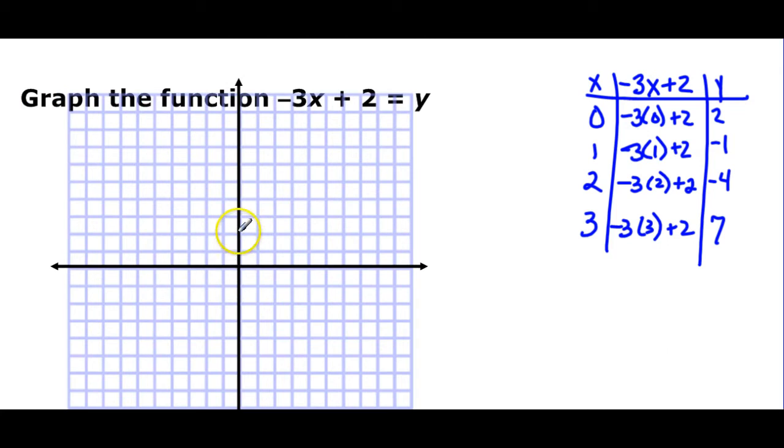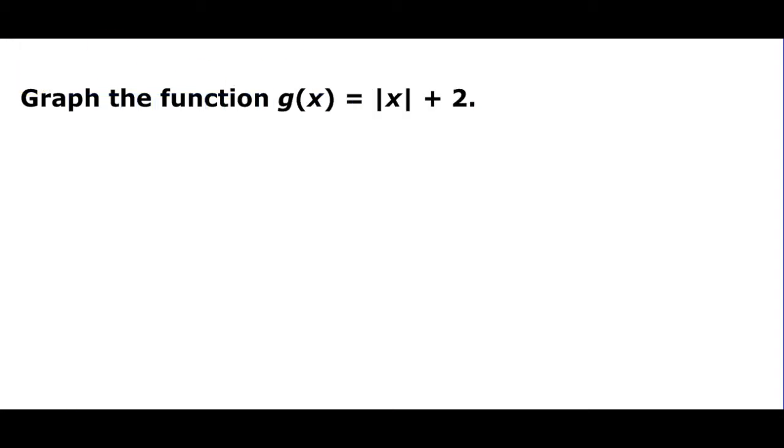So now I can just go ahead and graph those on my coordinate plane. And let's see what kind of graph we get. So 0, 2, 1, -1, 2, -4, and 3, -7. All right, that's looking like a line again to me. All right, so remember, we're going to keep looking at the equations and their graphs and see if we can make some connections.